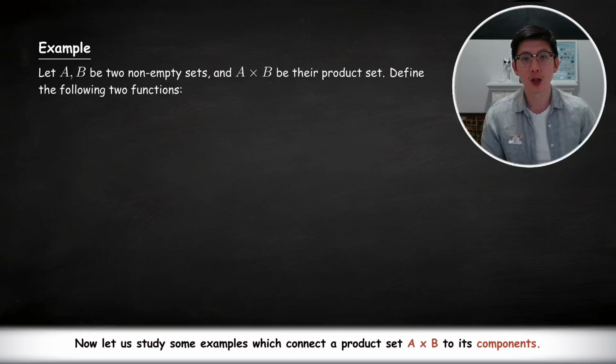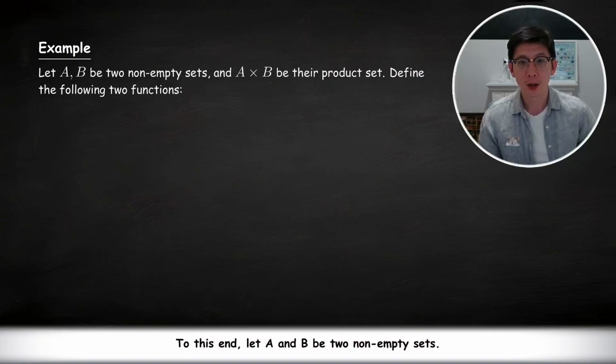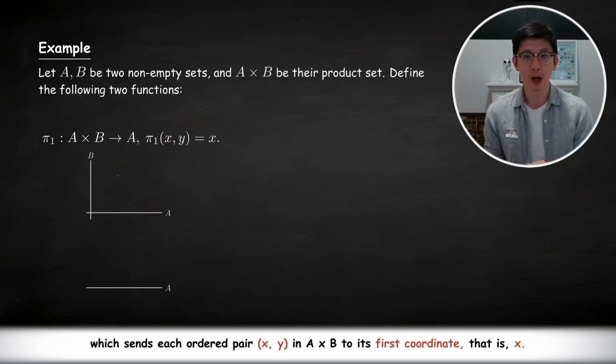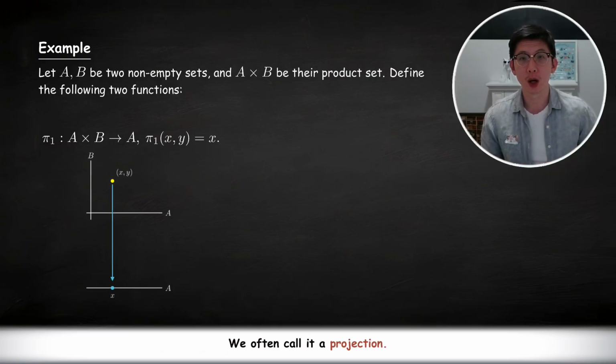Now let us study some examples which connect a product set A cross B to its components. To this end, let A and B be two non-empty sets. First, we construct a function from A cross B to A, which sends each ordered pair (x, y) in A cross B to its first coordinate, that is, x. We often call it a projection.